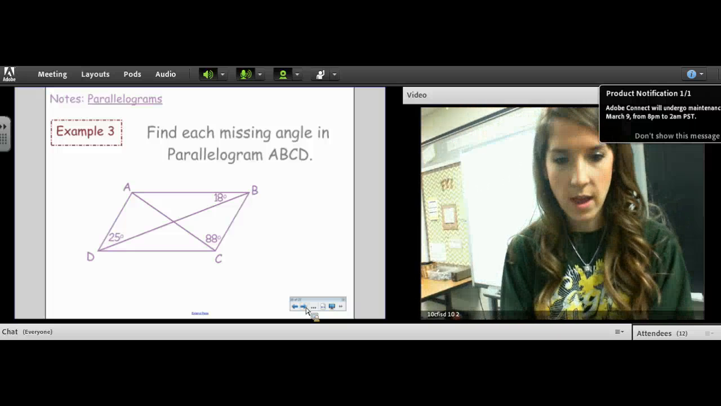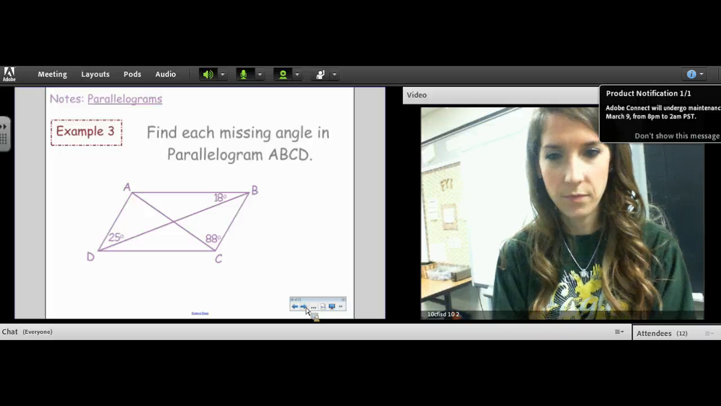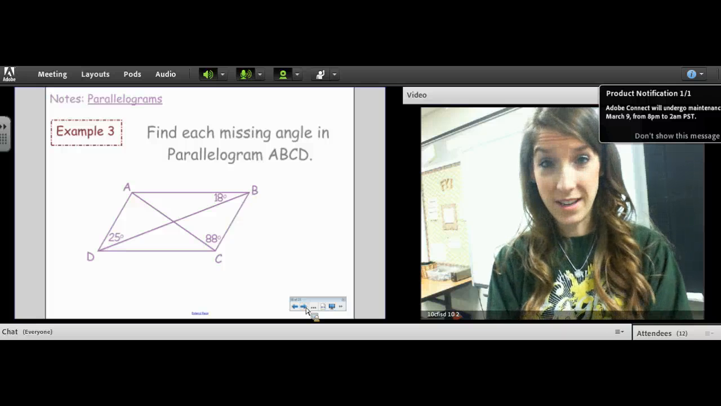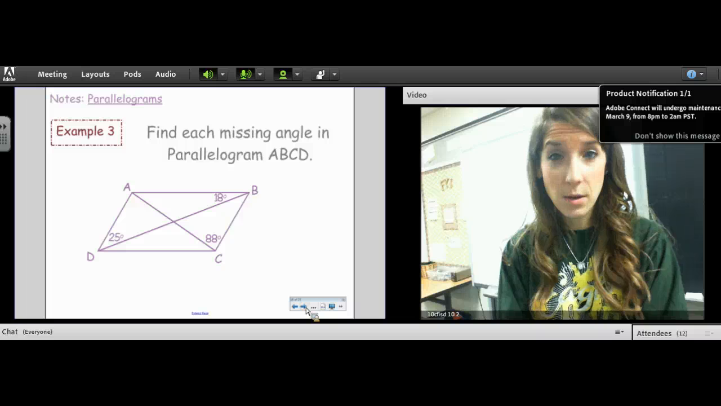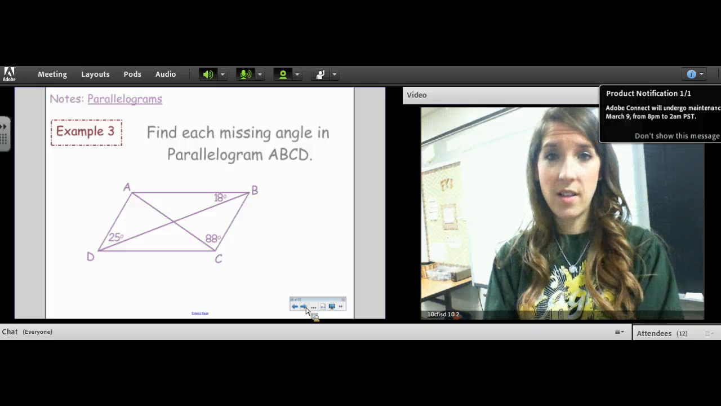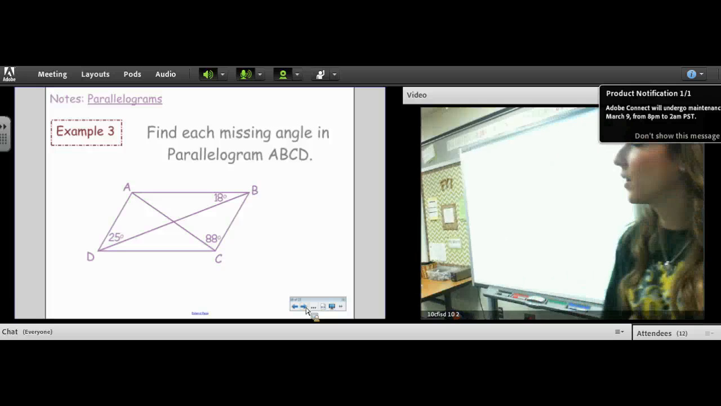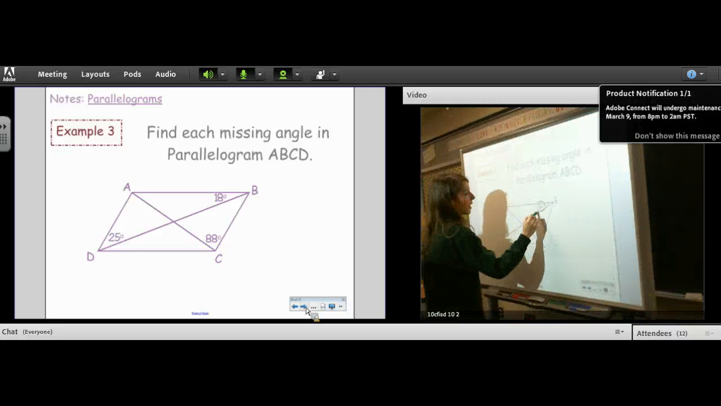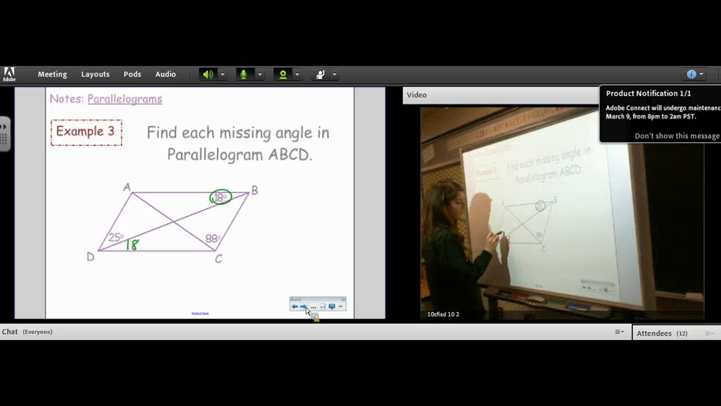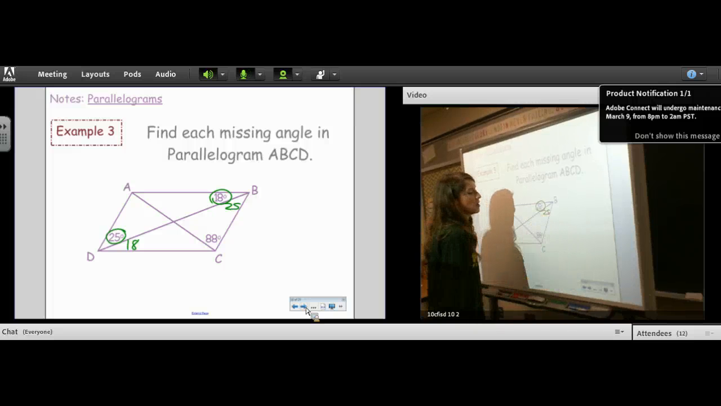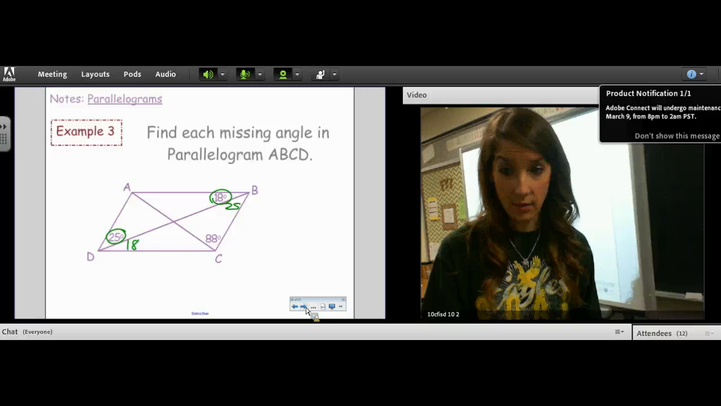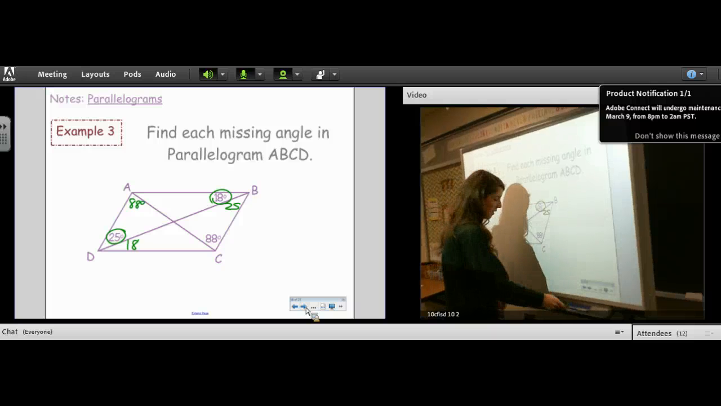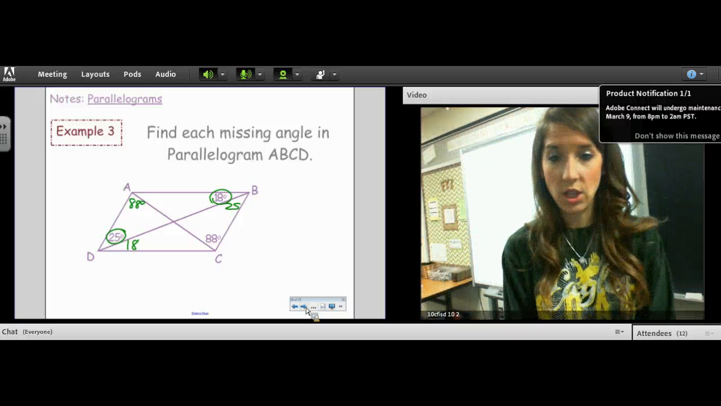Give y'all a second to draw it. The cool thing is that we can use our old properties. Like alternate interior angles, we can use that because this is a parallelogram. We've got parallel lines and we've got transversals. So the first thing I would do is I would do all of my alternate interior angles. So I would say 18, 18. 25, 25. Make sure you're placing it on the alternate side of the transversal. 88, 88. So now I've done all the alternate interior angles I can do.